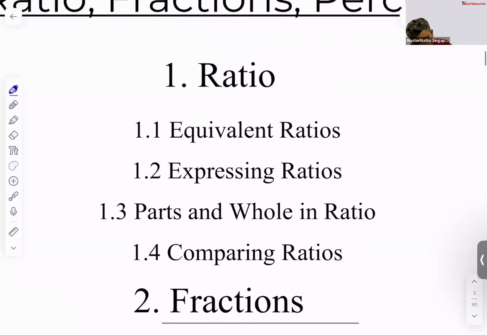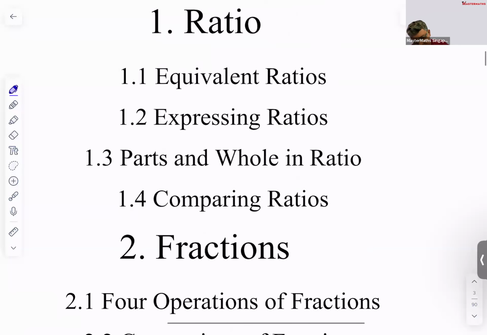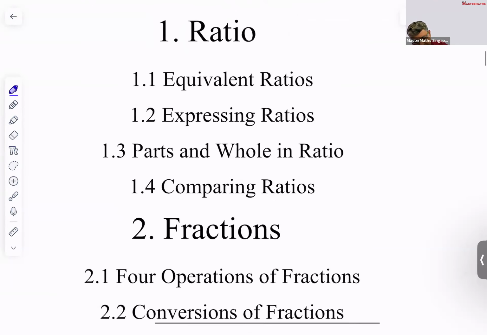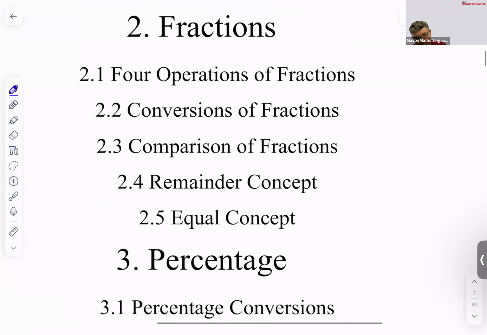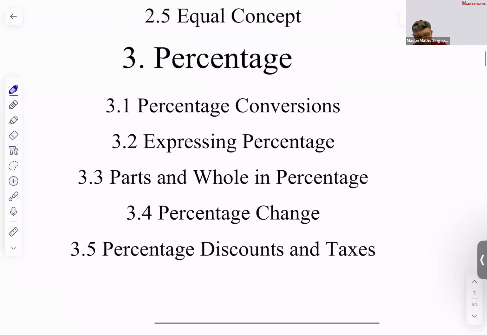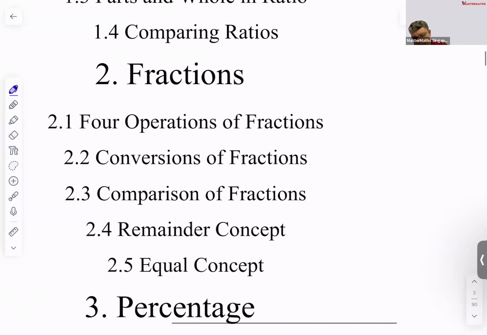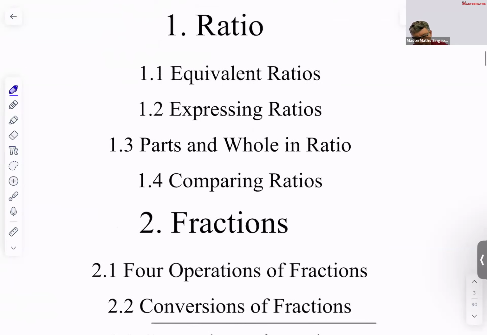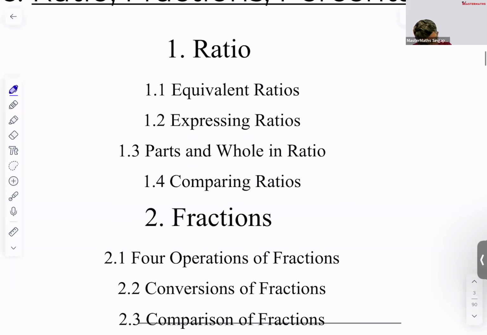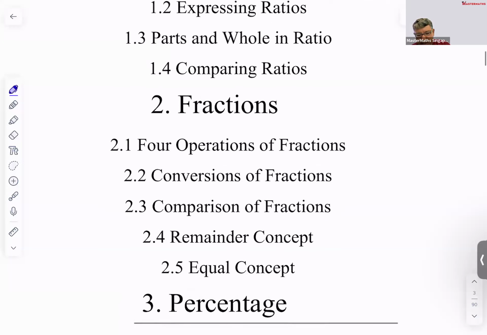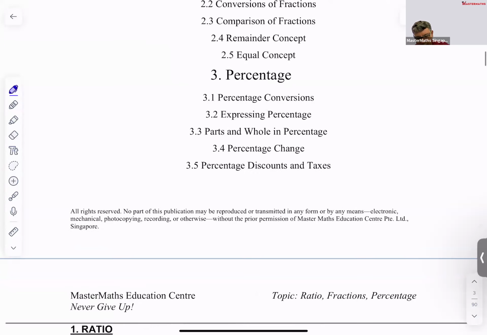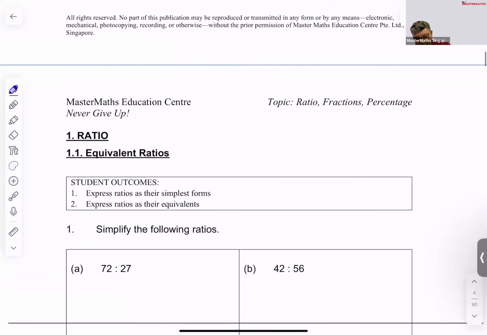So these will be the topics for ratio: equivalent, expressing ratios, parts and whole, and comparing ratios. Then fraction, we will have the different topics, and then the percentage. Percentage is P5, right? So this is the only new topic in ratio. But your school may not start with ratio. It will start with maybe whole numbers, then they will start with ratio. So we want to go straight into ratio so that you can be ahead of your classmates. And if you have something to clarify, then you can ask.